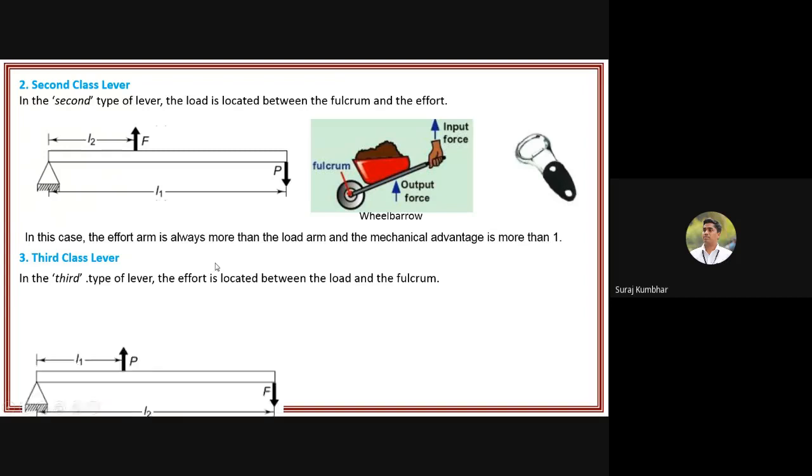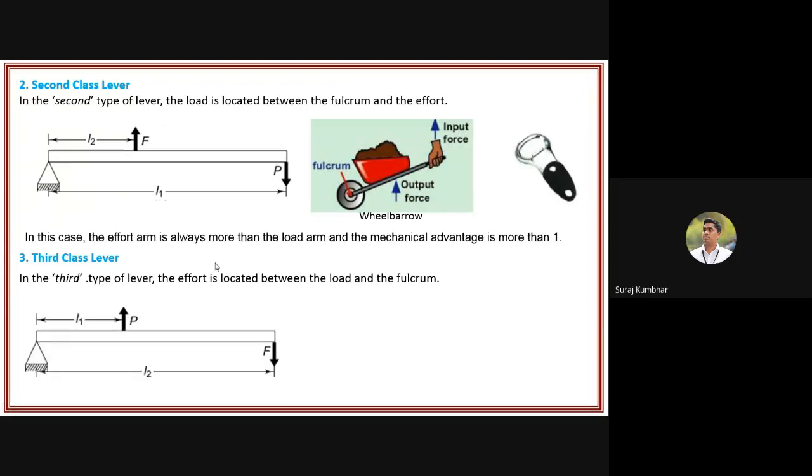What is a third class lever? Your effort is in between the fulcrum and the load, that is P is in between the fulcrum and the load. In this case L2 is always greater than L1. The best example is when you are lifting a load. Tongs are another example of a third class lever.